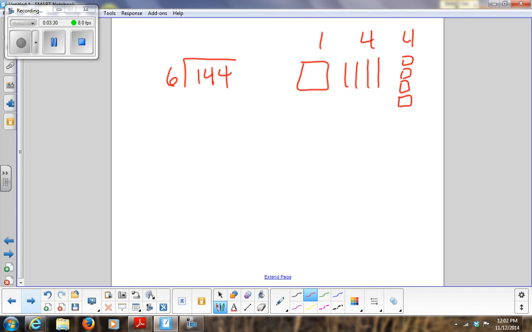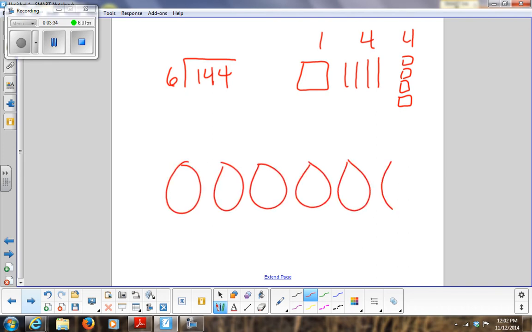Okay. Now if I have 6 circles, can I divide this 100 block into 6 circles? No. Okay. So technically I would have a 0 right there. Because without breaking it apart, I cannot take this 100 and put it in the 6 circles. So that's why we do that.